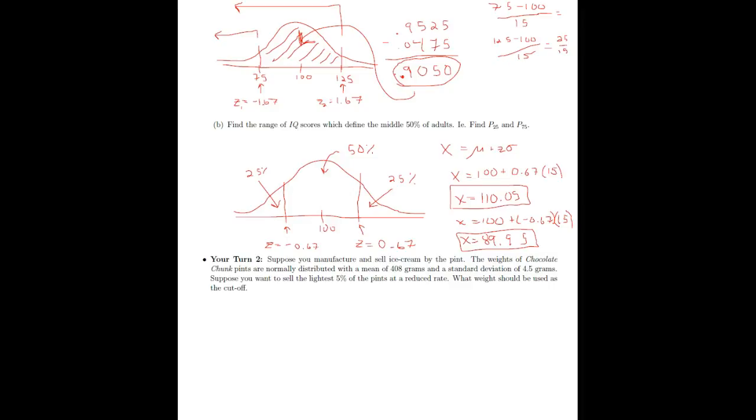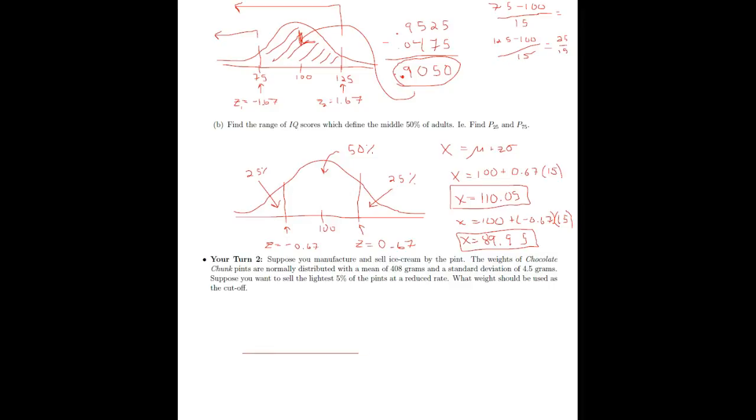So this is what's going on here. They can't pour the exact amount of volume in every bottle. And same with ice cream pints. So the mean is going to be 408 grams, but there's going to be a little deviation from pint to pint, and the standard deviation is 4.5 grams. So you, the manufacturer of this company, realize you don't want your customers to feel screwed if they get one of those smaller pints. So you want to sell the lightest 5% of the pints at a reduced cost.